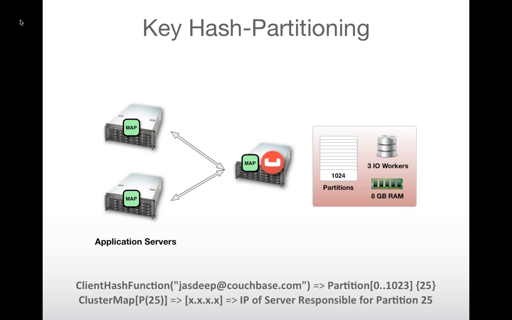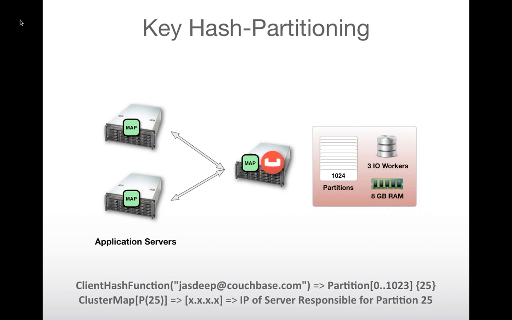And then the cluster map has a mapping between the partitions and the IP of the server responsible within the Couchbase cluster. In this case, I only have one node, so all the partitions are on that node. But I'll give a demonstration later, or a diagram later, of what happens when you add nodes to your cluster. So in this case, in our client SDKs, they maintain a map of this partition to Couchbase node.